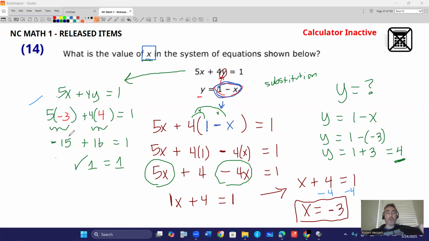Now, that is way more than this question asked for. But sometimes the question wants to know the y value or the other variable. So you'd have to plug it back in to get that. So the answer is negative 3, but the full coordinate would be negative 3 comma 4. And if you were to graph this, the coordinate negative 3, 4 is where those graphs would intersect.